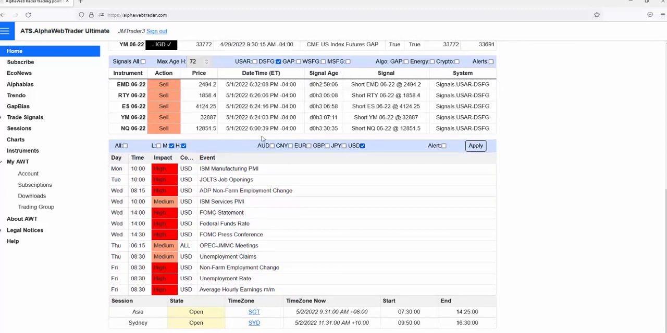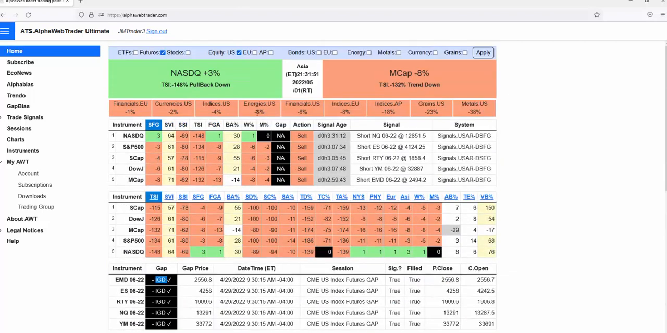And then next you get a snapshot of the economic data that's coming out, and you can filter by whether you want the European, British, Japanese, and so on. And then whatever the current session is at the bottom will show up here, the time zone, when that session starts and when it ends. So you get a nice snapshot of all the information you can get.